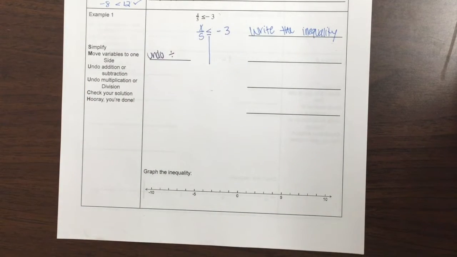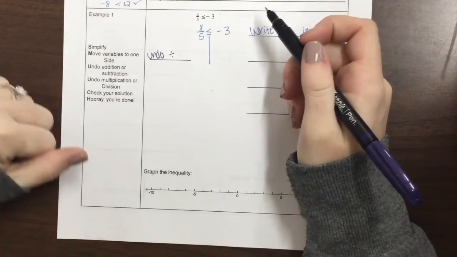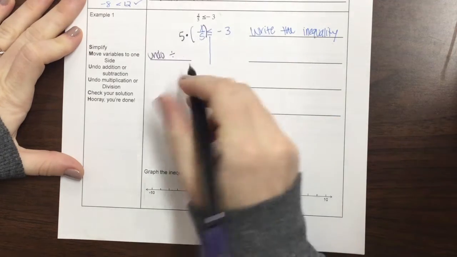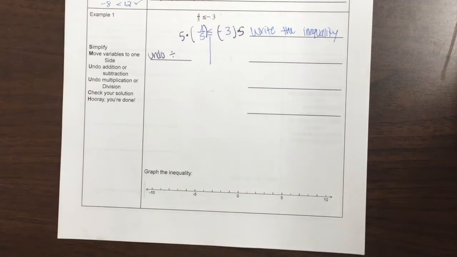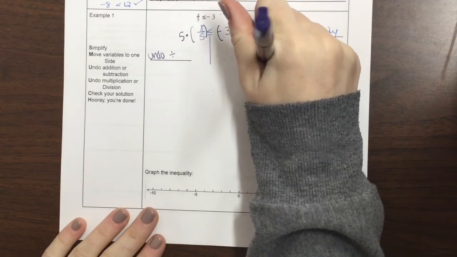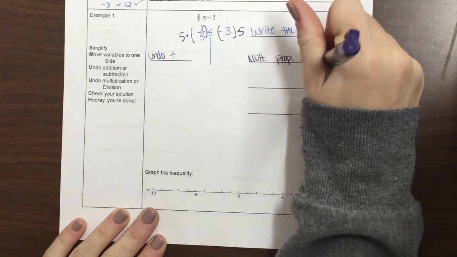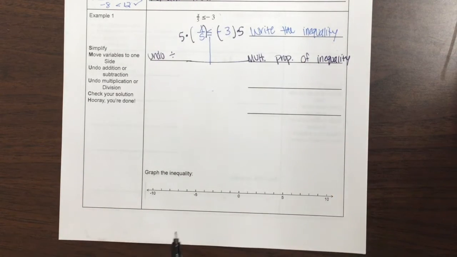I'm going to abbreviate. We undo division by doing the opposite, which is multiplying. So if I'm dividing by 5, I'm going to multiply by 5. So 5 times that times 5, and that is the multiplication property of inequality that lets us divide or multiply both sides by 5.